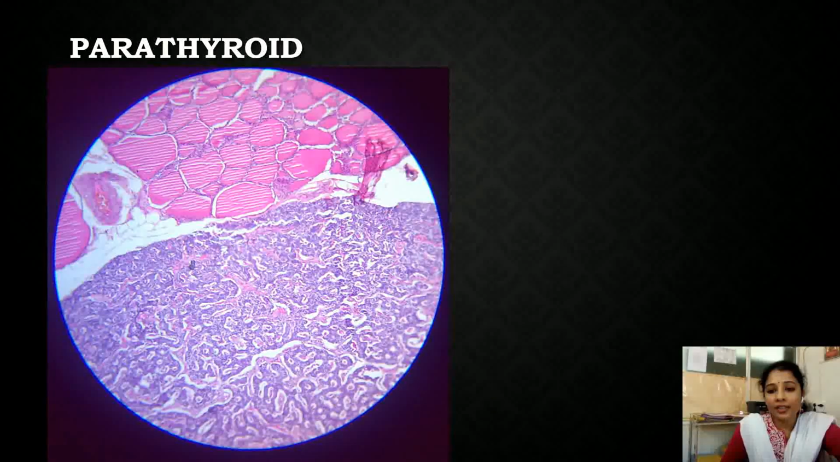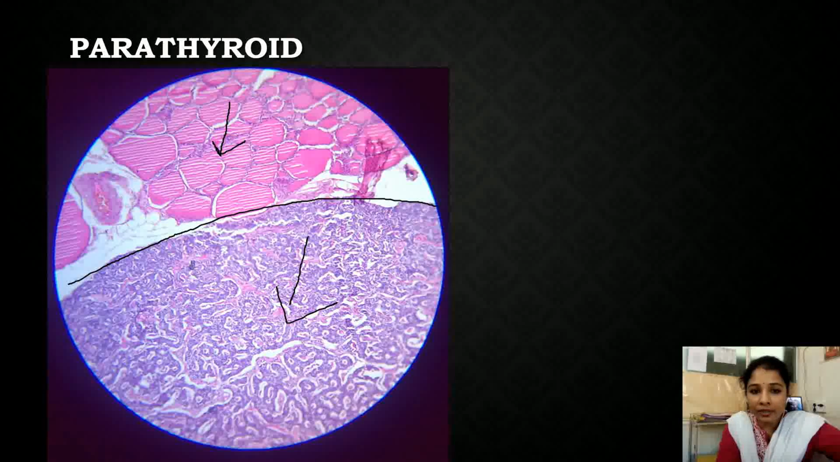Next is the parathyroid. Parathyroid is an endocrine gland. There are two superior and two inferior parathyroids, which are associated with the thyroid gland. So we can see one side thyroid gland. So here I am marking, this is the thyroid gland, and the rest of it, this part is the parathyroid. So you can see the bright blue color stain is the parathyroid.